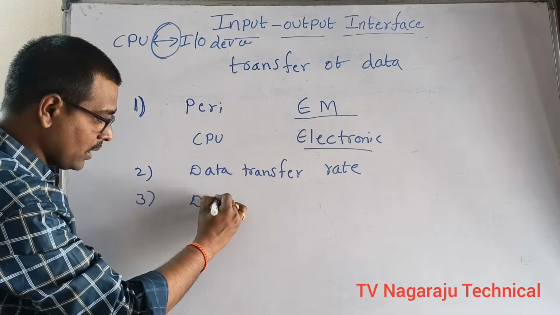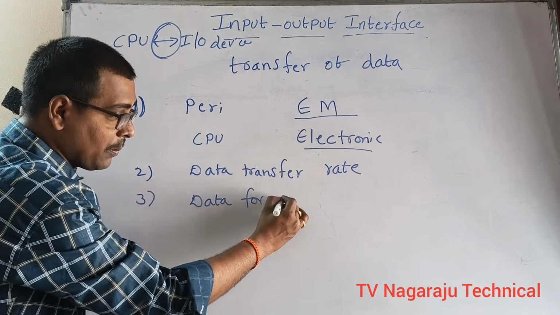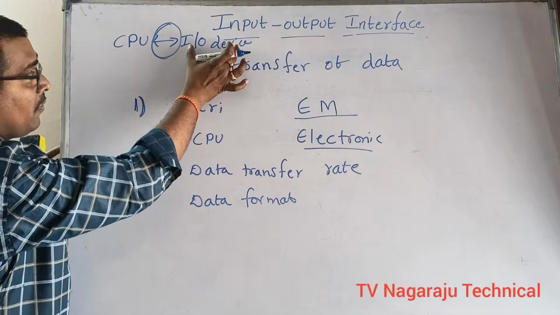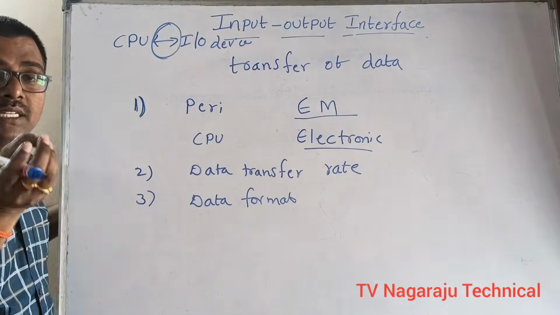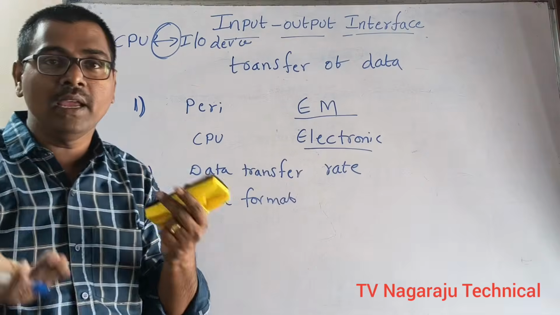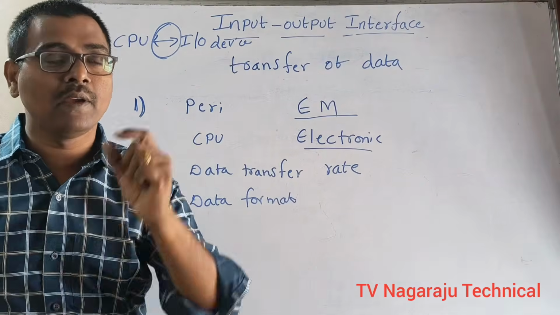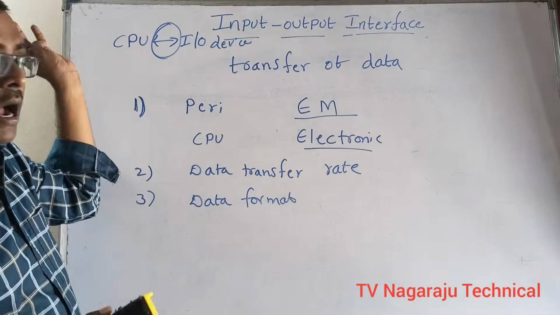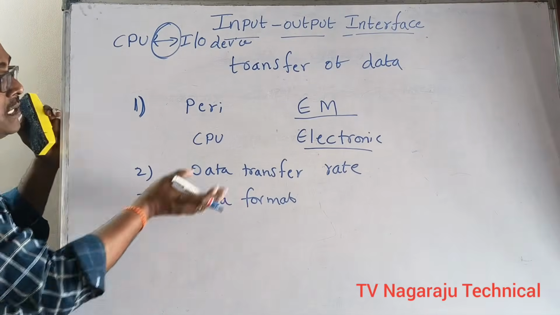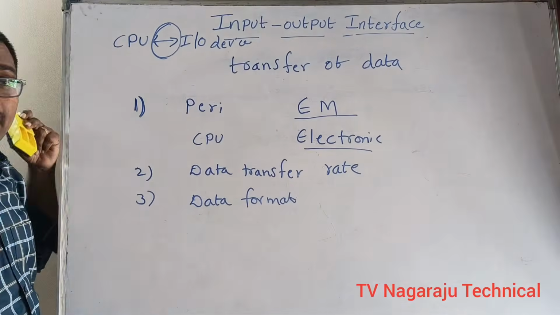Another one is the data format. So we are transforming the data. The format of data in the I/O devices is different from the word format of the CPU. So again, we need to convert the I/O device format to the CPU format, or the CPU format to the I/O device format. So these are the main reasons for the need of an interface.